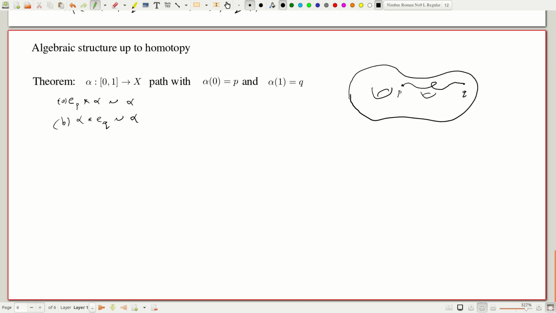We'll see groupoids where you have lots of identities rather than one, and when we specialize, as I said, to loops, you'll get just one identity. So the key point is, why is this true? And we'll look at B first because the picture is a little bit simpler.